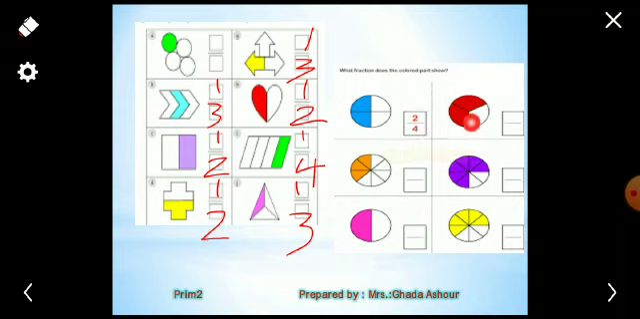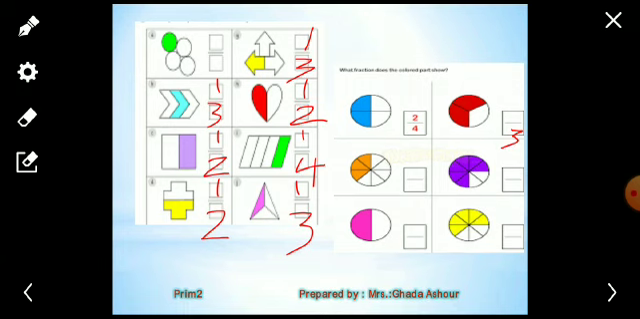What about that circle? That circle is divided into three equal parts. Three equal parts, so write 3 here. But we have just two colored parts. So it's 2 over 3.